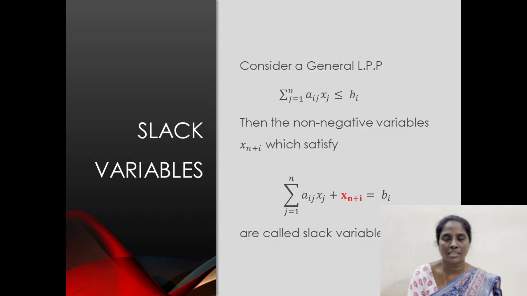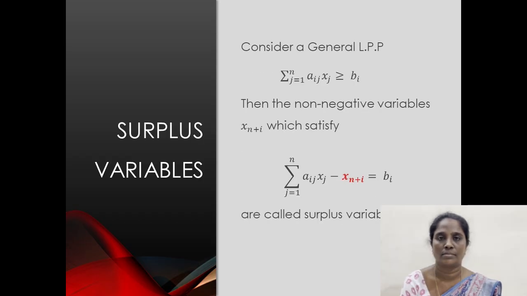For understanding this concept, let us consider a small example. We know that 2 is less than or equal to 5. To convert this less than or equal to into equal to, we just add 3 with 2. That is 2 plus 3 equal to 5. This 3 is known as the slack variable.